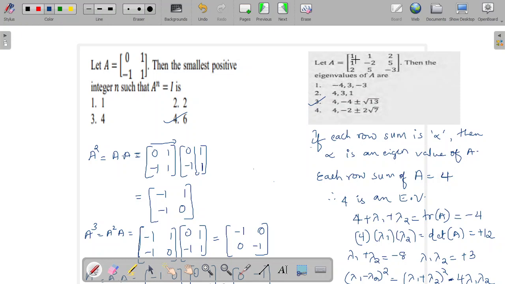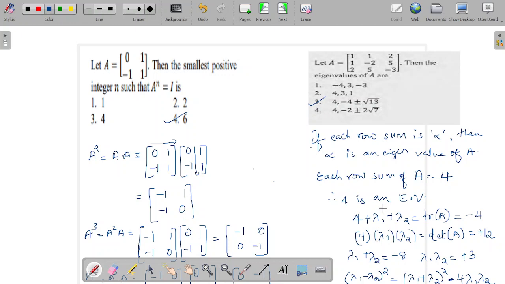2 plus 1 plus 1, that is equal to 4. The second row also, 5 plus 1 minus 2, that is also 4. 2 plus 5, 7 minus 3, that is also 4. So each row is giving you the sum 4. Hence 4 is one of the eigenvalues. Now these three options contain 4. Now which option is the correct answer?